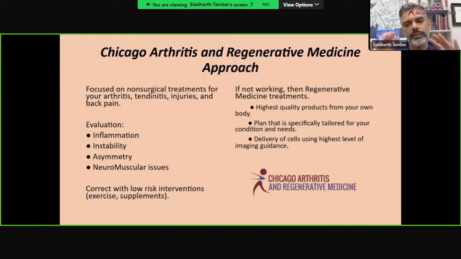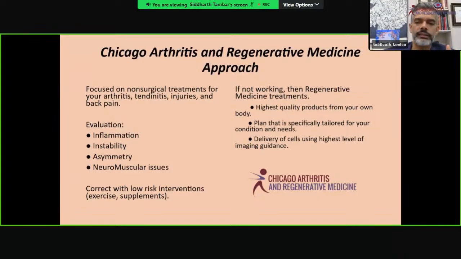A little bit about how we work here at Chicago Arthritis and Regenerative Medicine. Our approach is we're focused on non-surgical treatments for your arthritis, tendinitis, injuries, and back pain. Start with a thorough evaluation looking for inflammation, instability, asymmetry, neuromuscular issues. Should always first try to correct with low-risk interventions, exercises, supplements, activity modification. If it's not working, and if you're an appropriate candidate, then you consider regenerative medicine treatment.